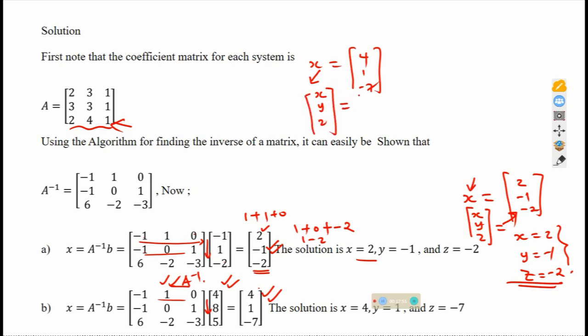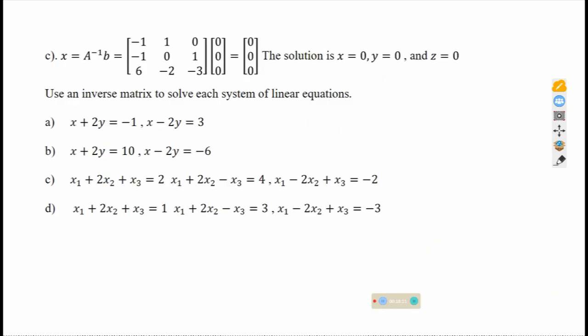So it is equal to 4, 1, -7. Having this, it implies that x is 4, y is 1, and z is -7. So you will go on and get the values for x, y, and z in part C. And after that, you can still easily see that our A inverse is still the same, only B is changing in part C. So you should be able to get that solution when you multiply A inverse with B.